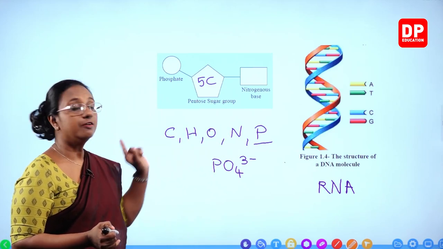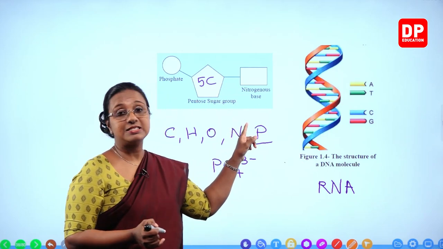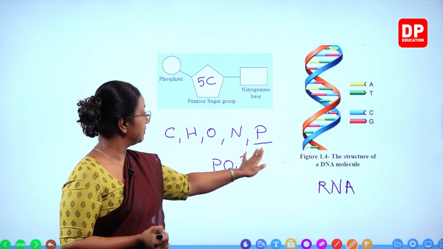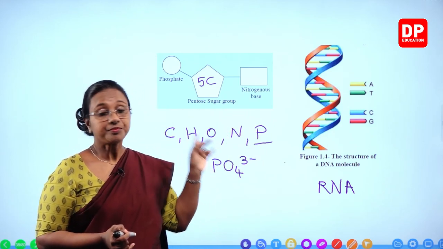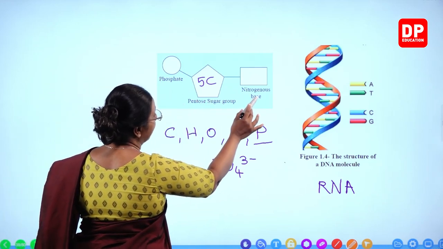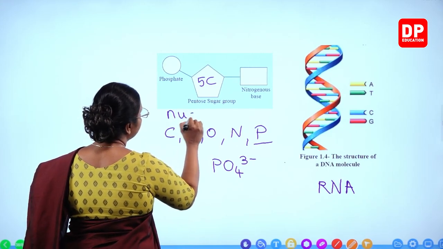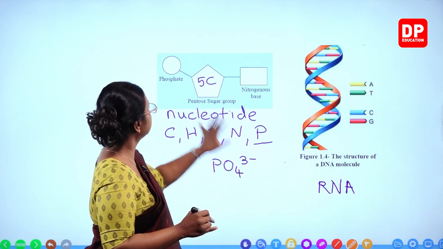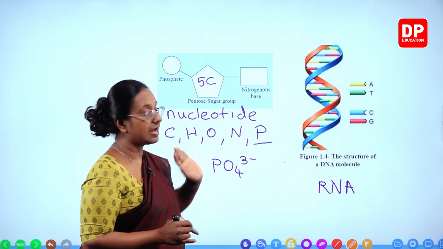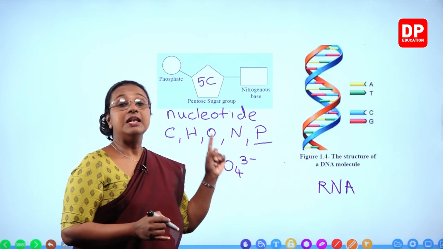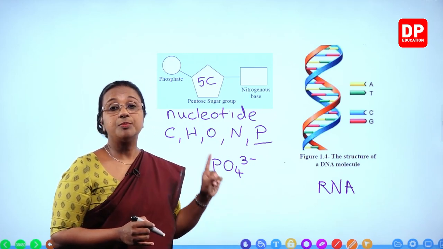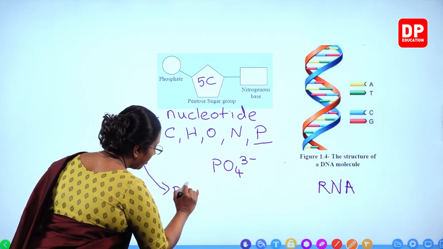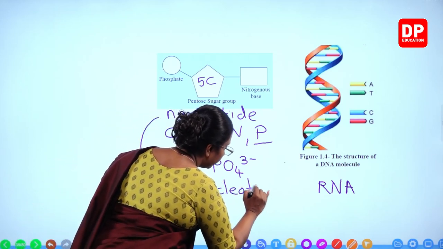Carbon, hydrogen, oxygen, nitrogen, phosphorus. So, when I say nitrogenous base, it contains nitrogen in addition to other elements. Same way, phosphate also, phosphorus is present. So, all these elements are present in nucleic acids. Then you all can remember, when a phosphate group, pentose sugar and nitrogenous base combine together, we get the nucleotide. All these three together is known as the nucleotide. So, you have the constituent elements and the three components, that is phosphate, pentose sugar and nitrogenous base, combine and form the nucleotide. Nucleotides combine and form the nucleotide chain or the polynucleotide chain. So, it is a natural polymer because when these combine, it forms the polynucleotide chain.